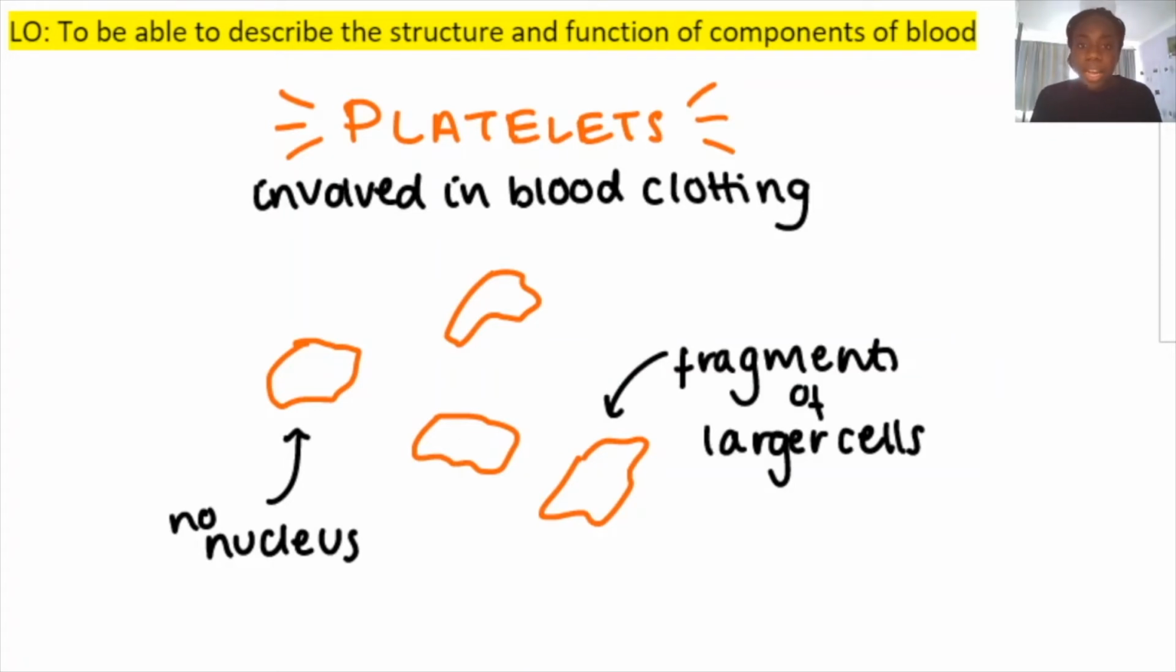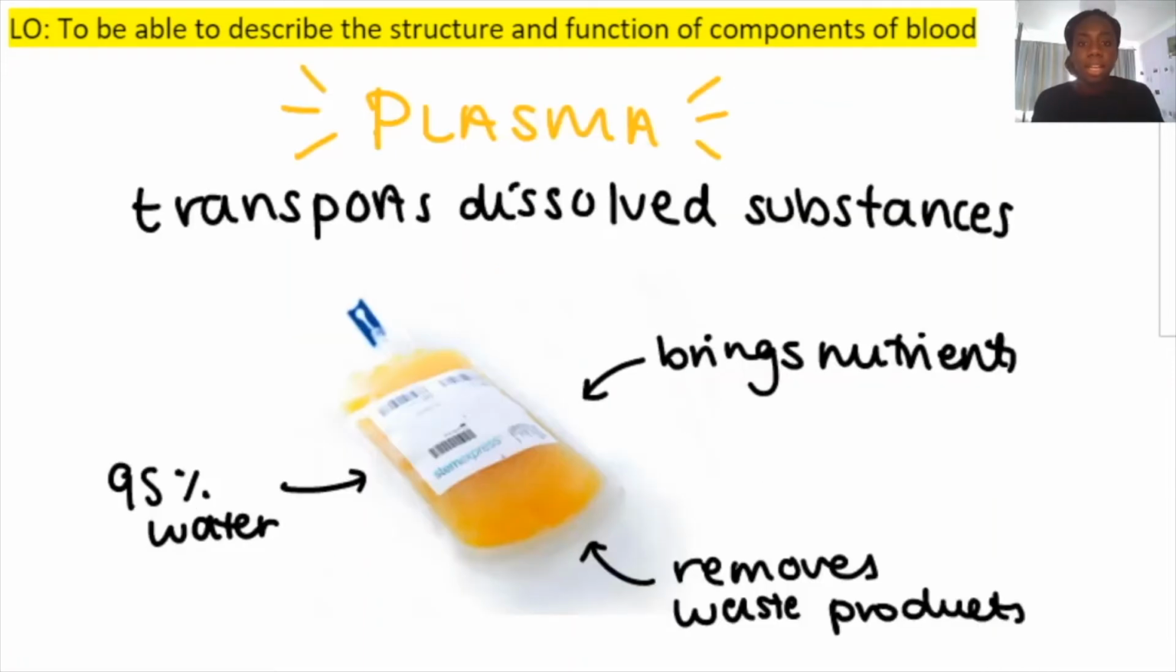So if we didn't have all of these platelets in our blood, we'd have excessive bleeding and bruising if we were to get a wound. The final component of blood is plasma, which is this sort of yellow liquid which makes up about 55% of the total blood volume, and it's where all of our red blood cells, white blood cells and platelets are suspended.